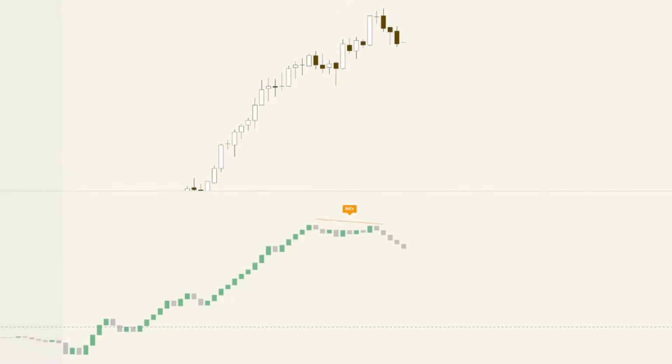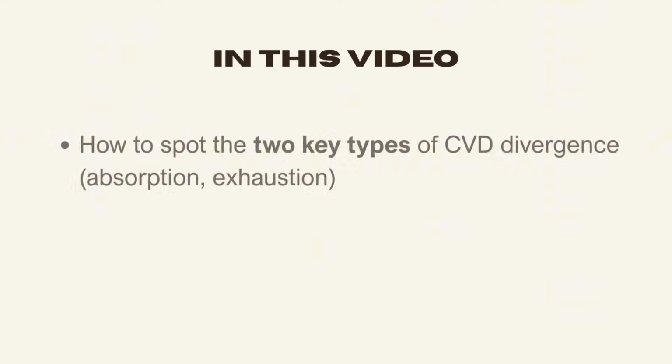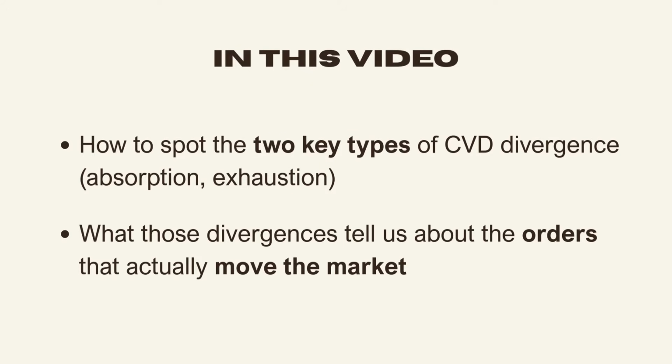Candlesticks show us where price moved, but CVD helps reveal why. In this video, you'll learn how to spot two powerful CVD divergences, absorption and exhaustion, and what they reveal about the underlying traders that are moving the market.